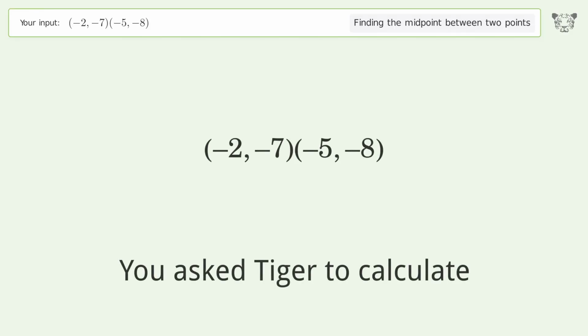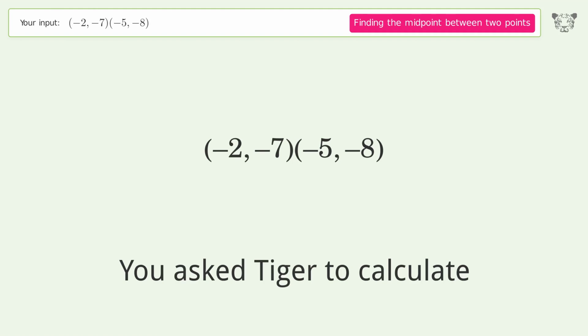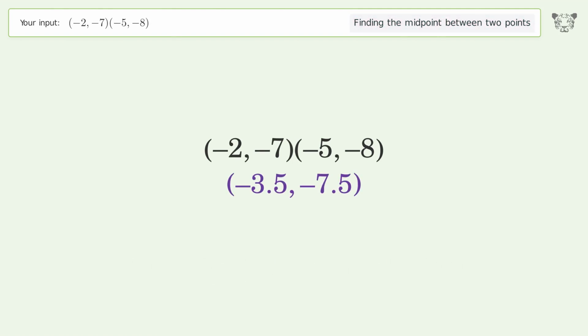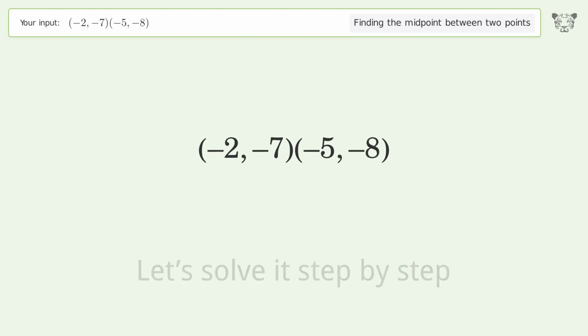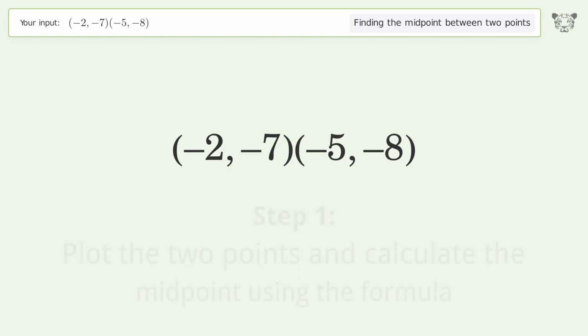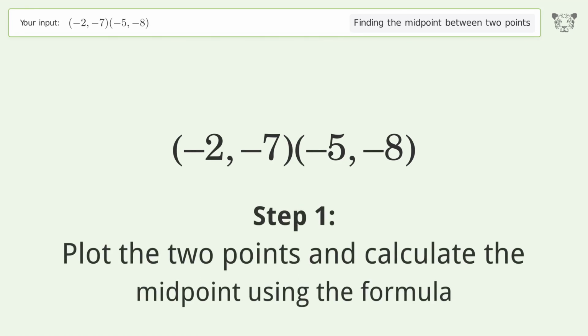You ask Tiger to calculate. This deals with finding the midpoint between 2 points. The midpoint between the 2 points is -3.5, -7.5. Let's solve it step by step. Plot the 2 points and calculate the midpoint using the formula.